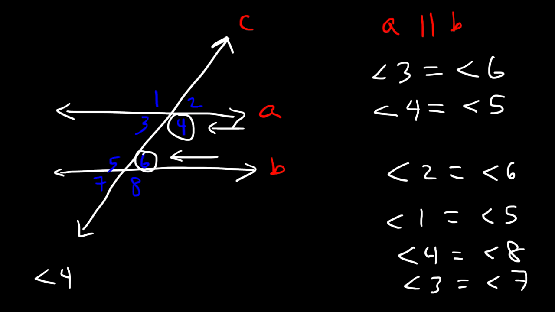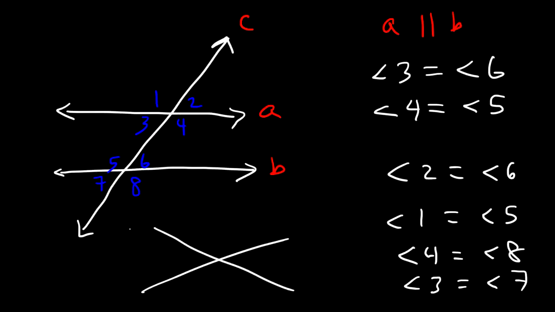Now the last term you need to be familiar with are vertical angles. Whenever you have two lines that intersect each other, they will form vertical angles. Let's say this angle is 50, this angle is also 50. Vertical angles are congruent.